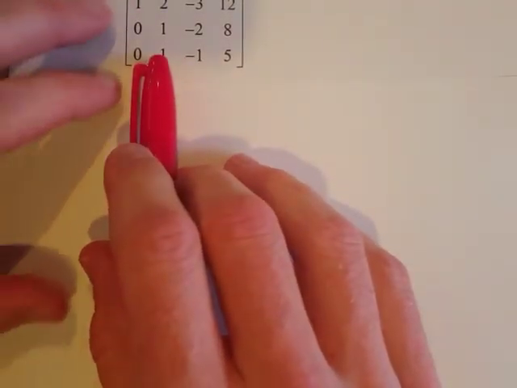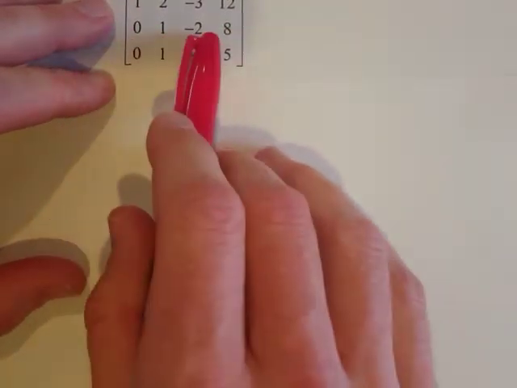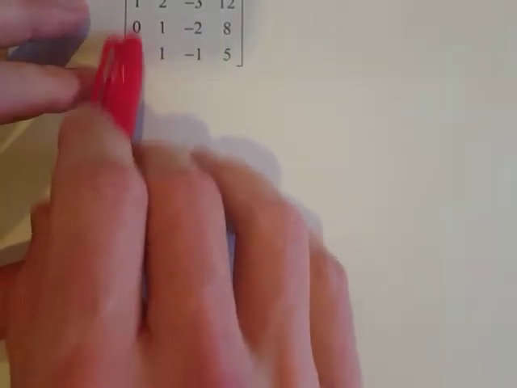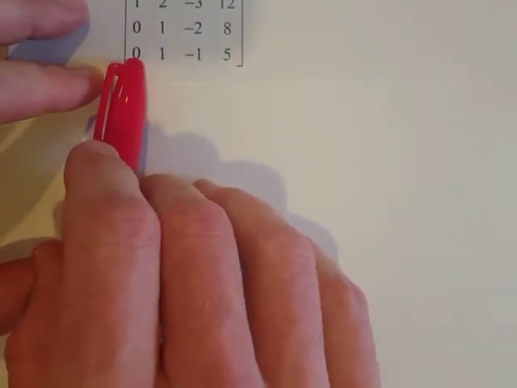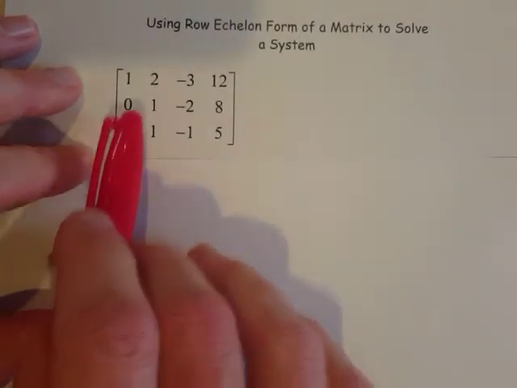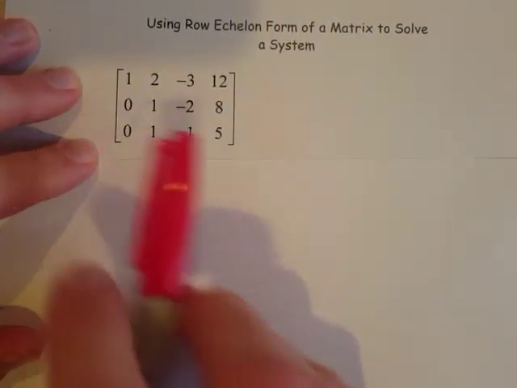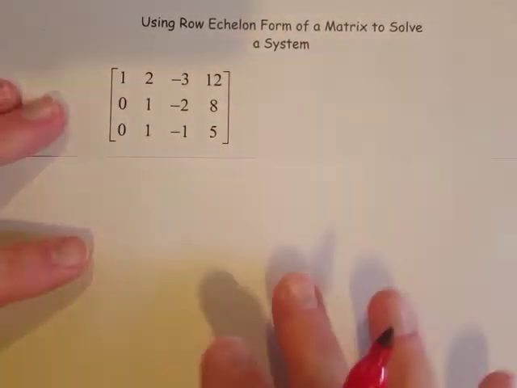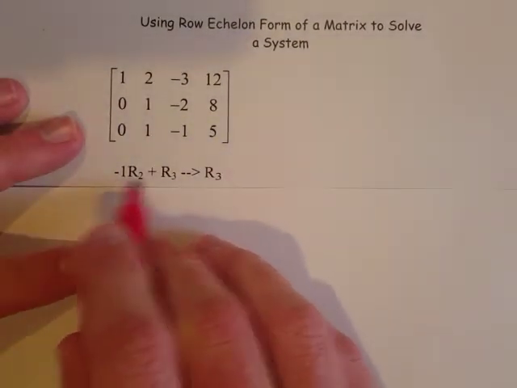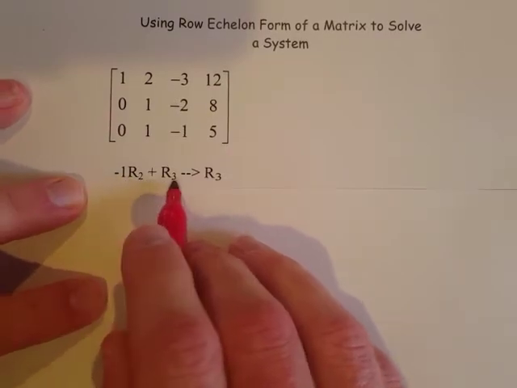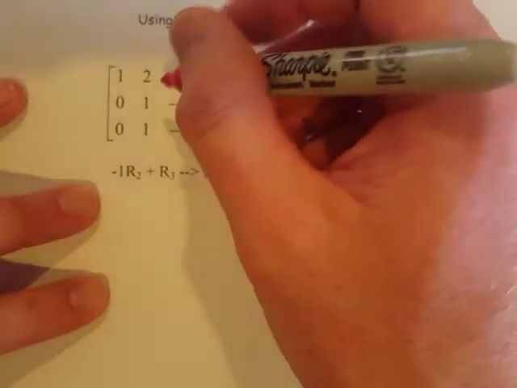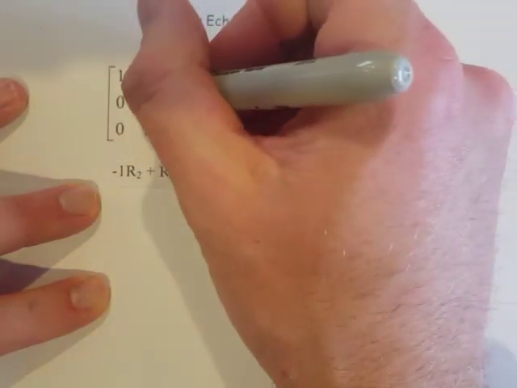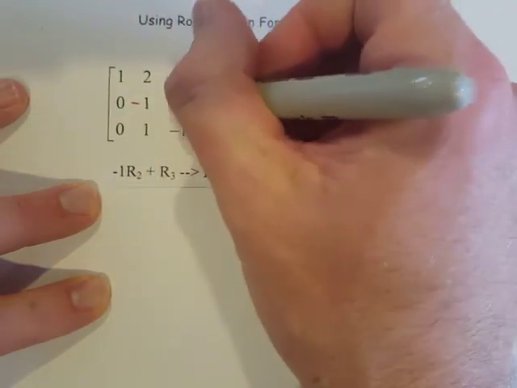If we're going to eliminate this y value, we want to use row 2 to do that, since we already know that the x's are out of the picture. If we use row 2, since the x's are out of the picture, then we won't reintroduce an x into this problem, and that's a good thing. So negative 1 row 2 plus row 3 is going to be our new row 3. I'm just going to do that within here because it's not too bad.